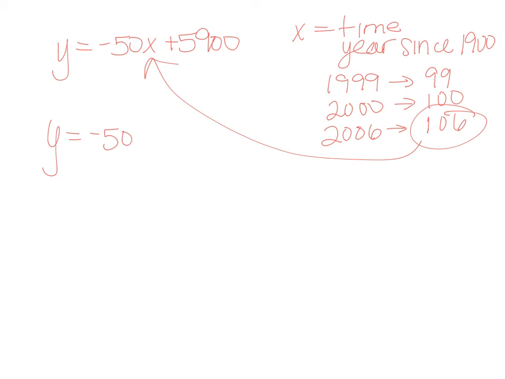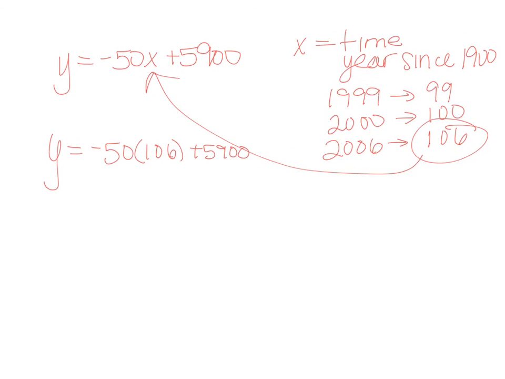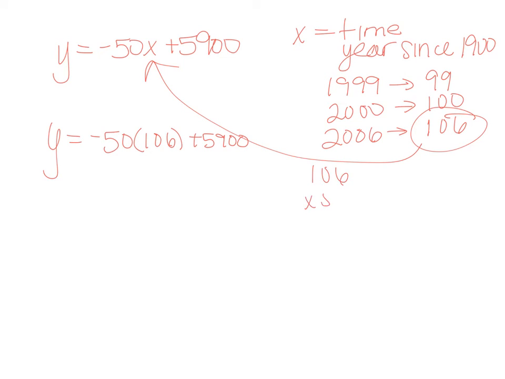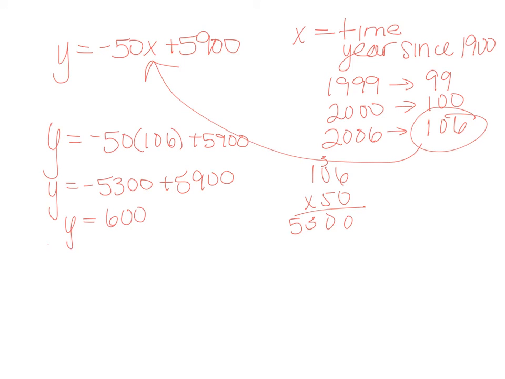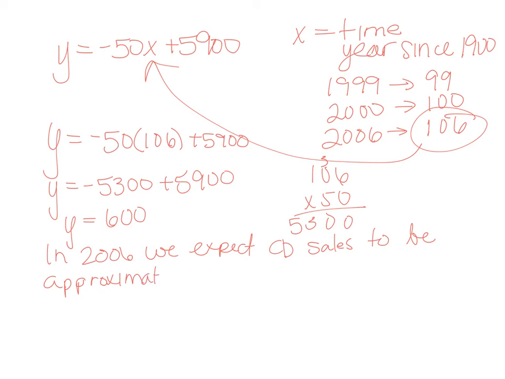And if you think about what you're actually finding, we know that CD sales have drastically dropped because we all use MP3 players now. So we have 106 times 50 is 5,300 negative. So y equals negative 5,300 plus 5,900. y is equal to 600. So in 2006, we expect CD sales to be approximately 600 million.